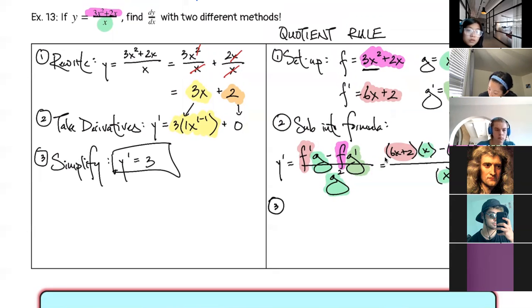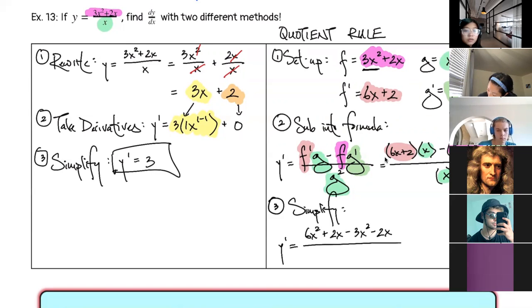All right. So as far as simplifying here, let's simplify. And we're going to get y prime equals 6x squared plus 2x minus 3x squared minus 2x over x squared. Now, the only reason I'm going to keep simplifying here is to show us that whatever answer we get on the right-hand side is going to match our answer on the left-hand side, okay?